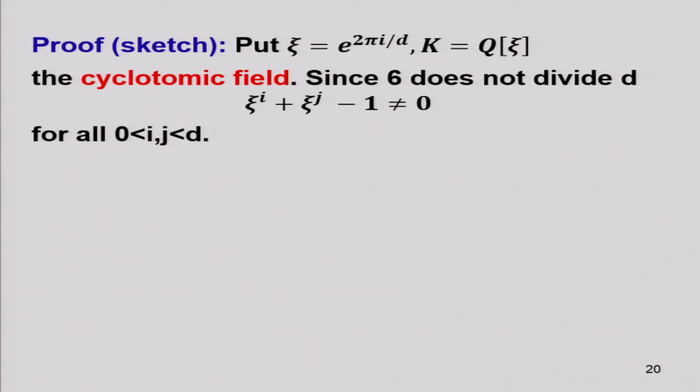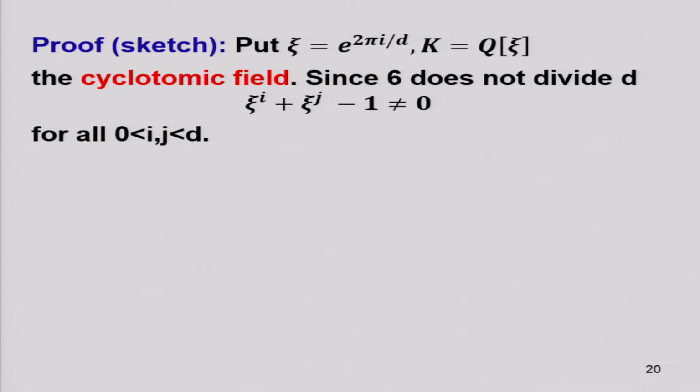So take a primitive dth root of unity, complex. This is xi here, e to the 2 pi i over d. And then you look at the cyclotomic field, which is just a field obtained from the rationals by joining to them the root xi. And then you can check that because 6 does not divide d, then xi to the i plus xi to the j is never 1. So it's just some statement about complex numbers. It's very easy to check.